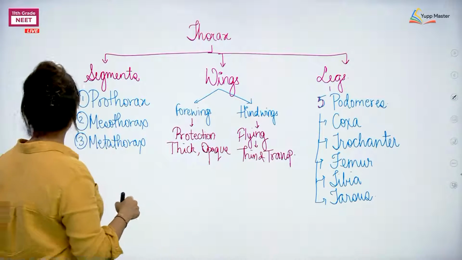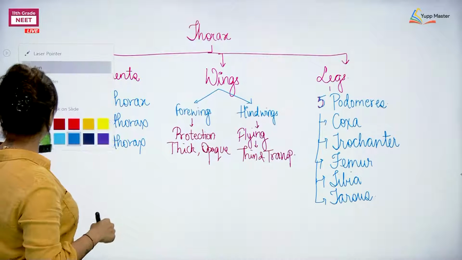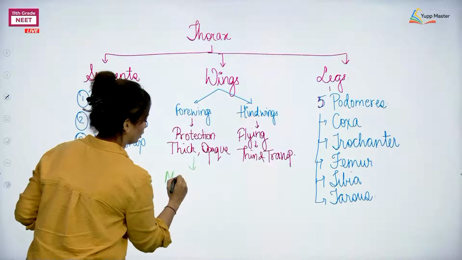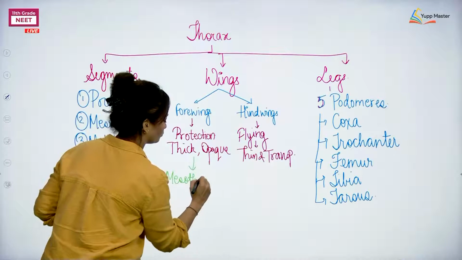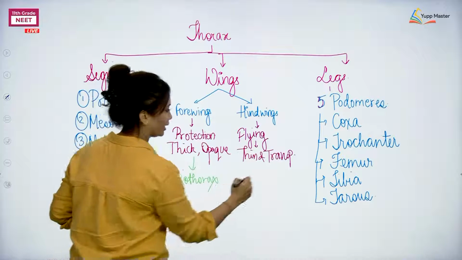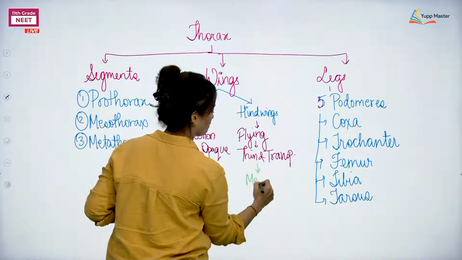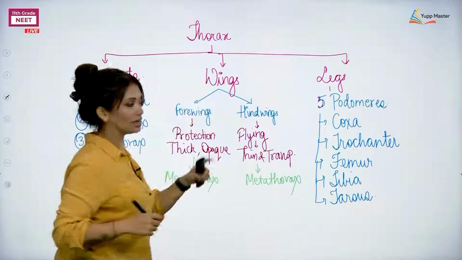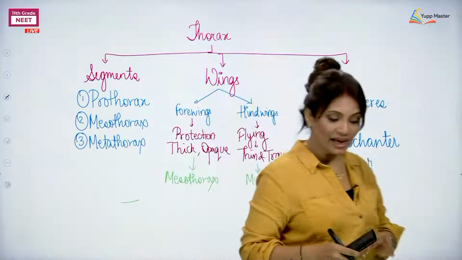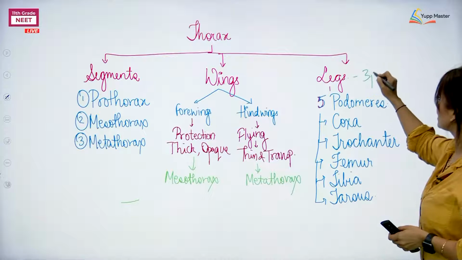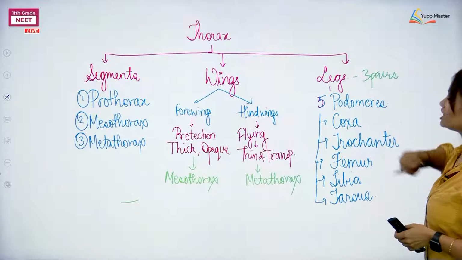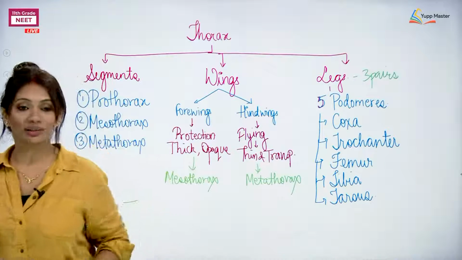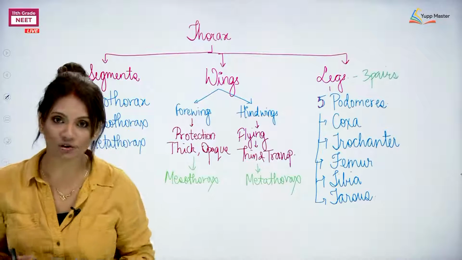Remember one thing, the location of the wings and the location of the legs. The forewings are located at the level of the mesothorax, and the hind wings are located at the level of the metathorax. And talking about the legs, there are 3 pairs, and each pair is located in one segment of the thorax region. So that sums up the whole part of the thorax of the cockroach.